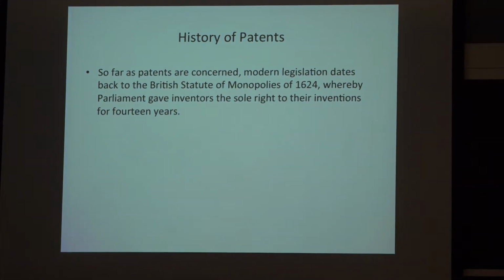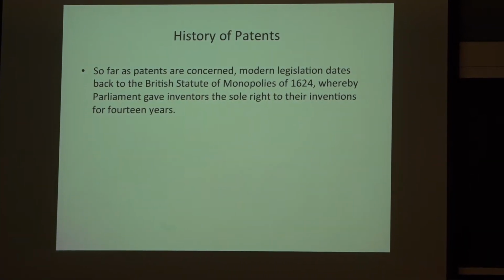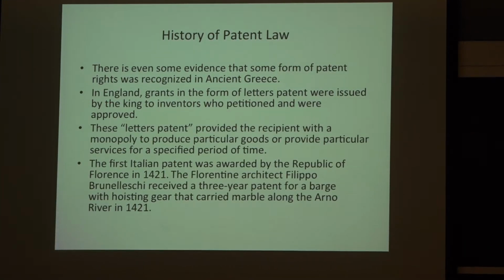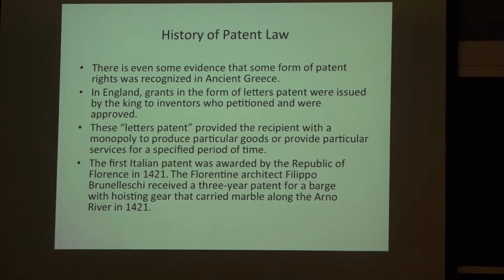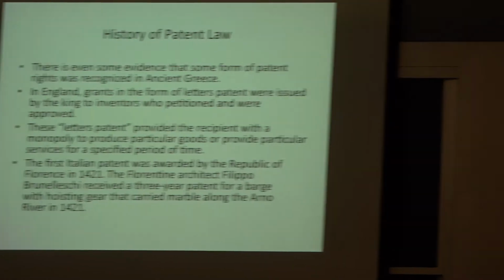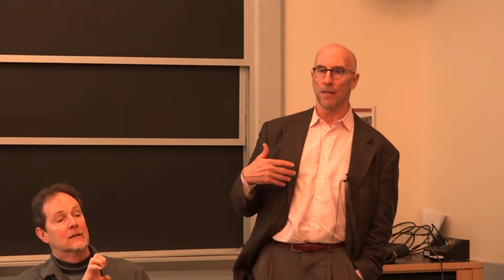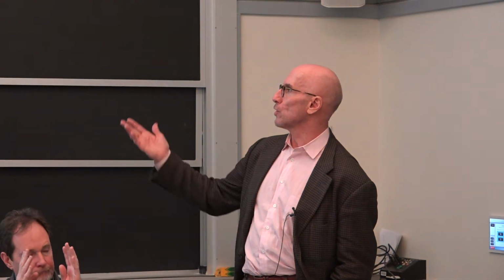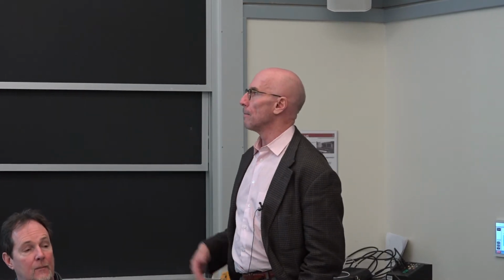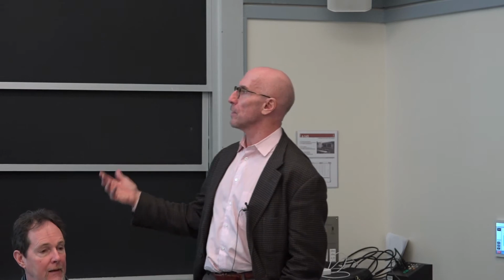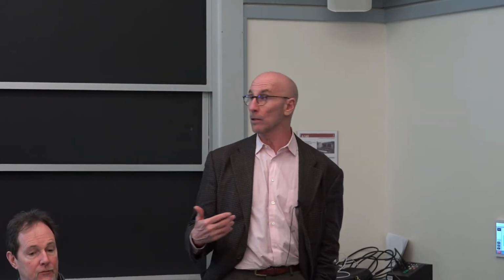Historically, as far as Great Britain goes, this goes back to the Statute of Monopolies in 1624. But there's evidence of patent and intellectual property protection in ancient Greece. The Venetians were prolific engineers and inventors. They had laws governing intellectual property. The term letters patent literally comes from Great Britain, and they literally provided the recipient with a monopoly on a particular invention.